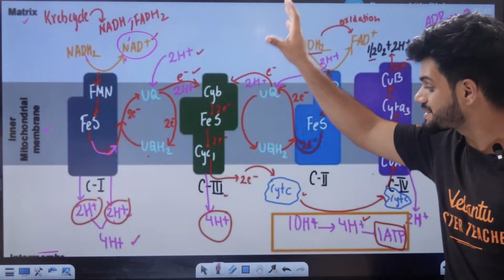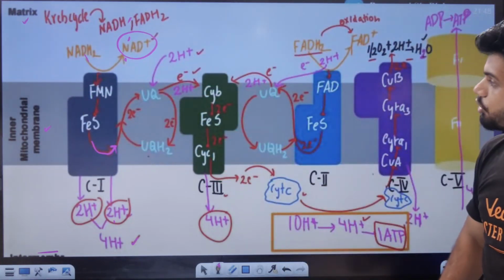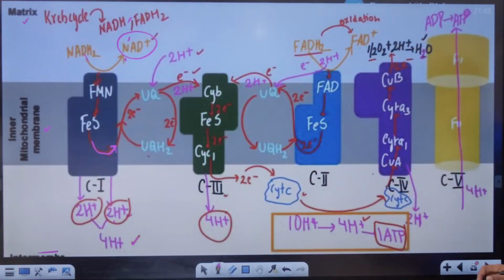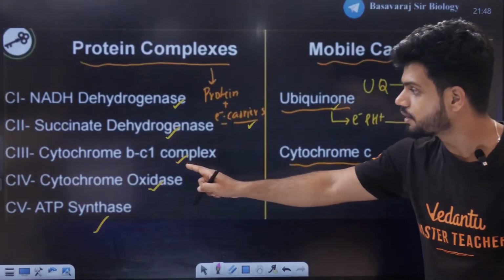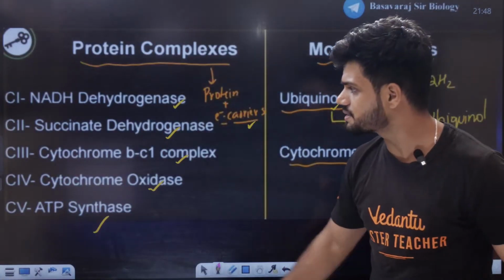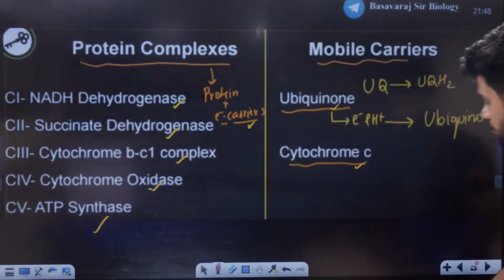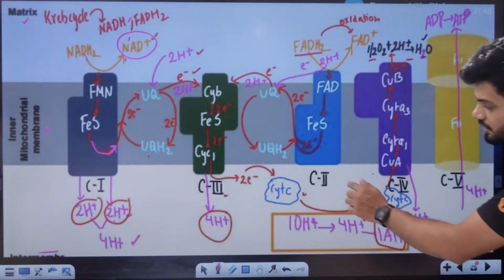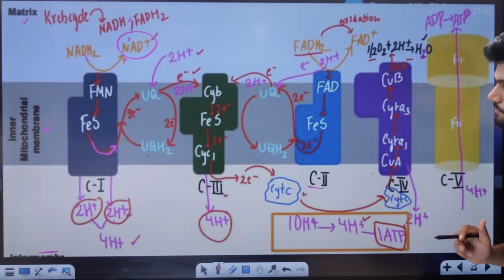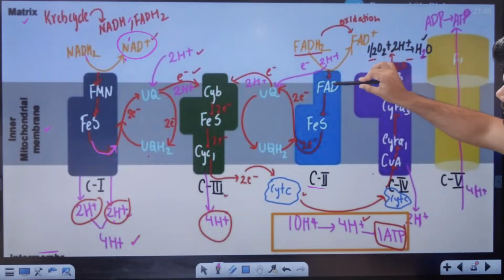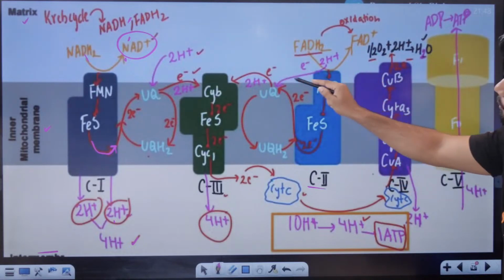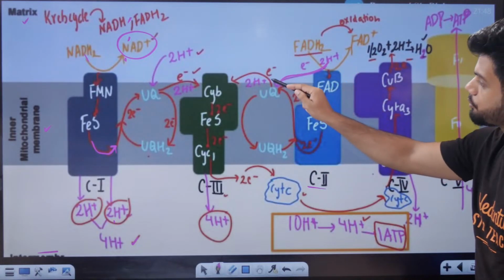Then there is complex 3. Let's get to it later. Let's understand complex 2 first. Complex 2 is also called FADH dehydrogenase, and also succinate dehydrogenase. Here, FADH is coming and setting. FADH is sending electrons here. It is also sending protons directly here.